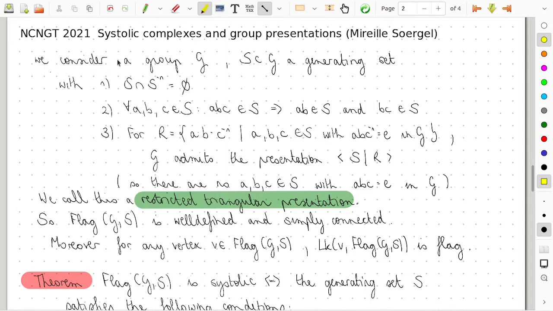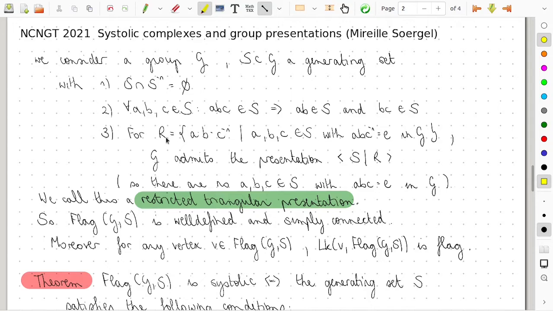Let us consider the following more restrictive setting. We have a group G, a subset S, which is a generating set. The first condition is that S intersected S inverse is the empty set. The second condition is if we have a triple A, B, C of generators, and if the product ABC is also in S, then the products AB and BC should be in S.